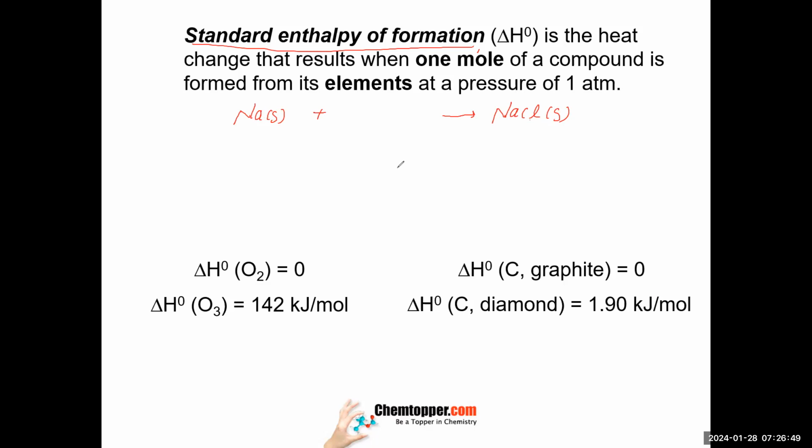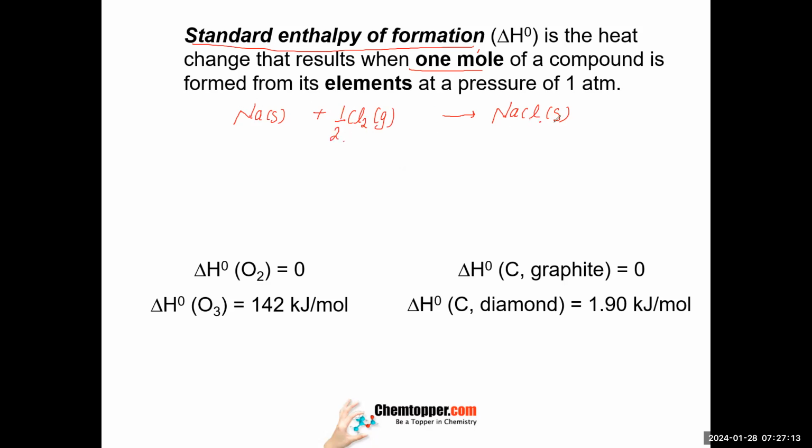Cl. But Cl does not exist as Cl. So in the elemental form, what is the form of Cl? You remember diatomic gases from the periodic table? Yes, it is Cl2 gas. Formation of 1 mole of NaCl means take half.